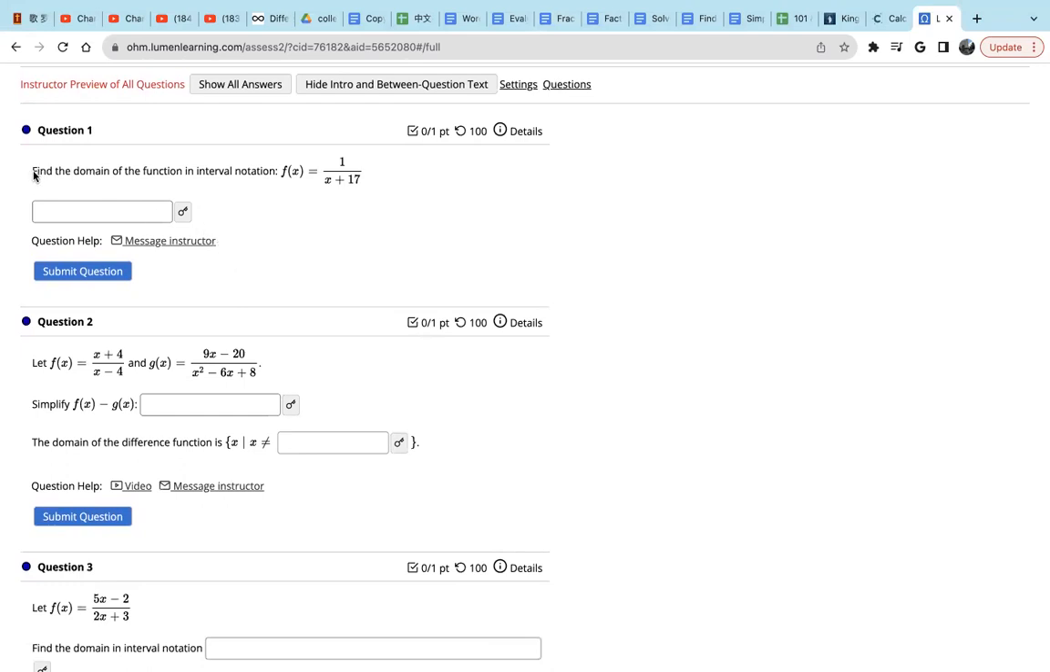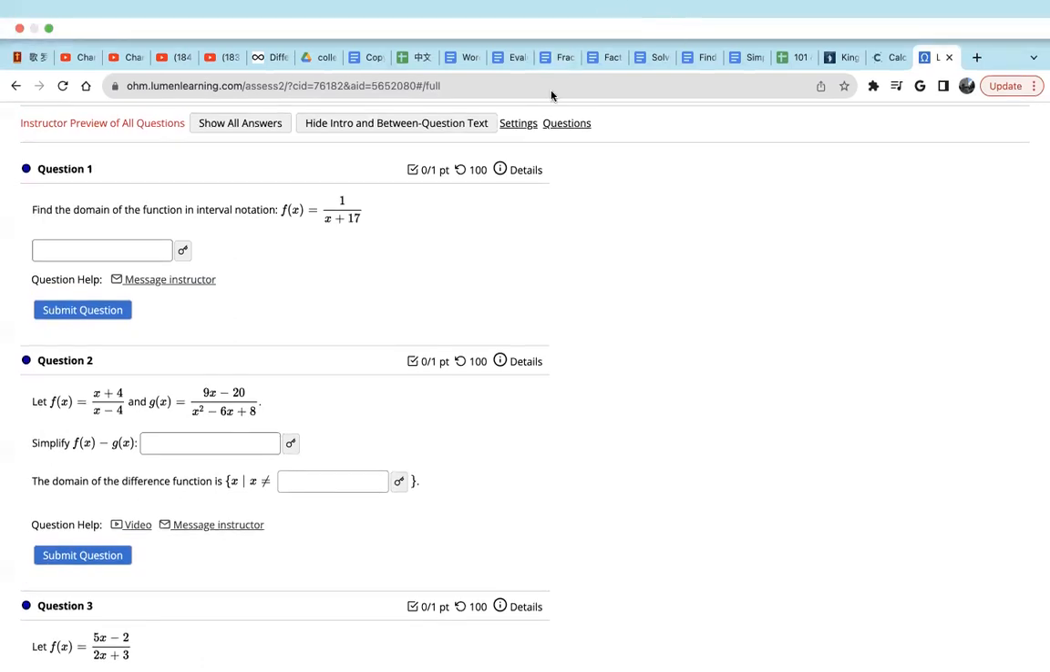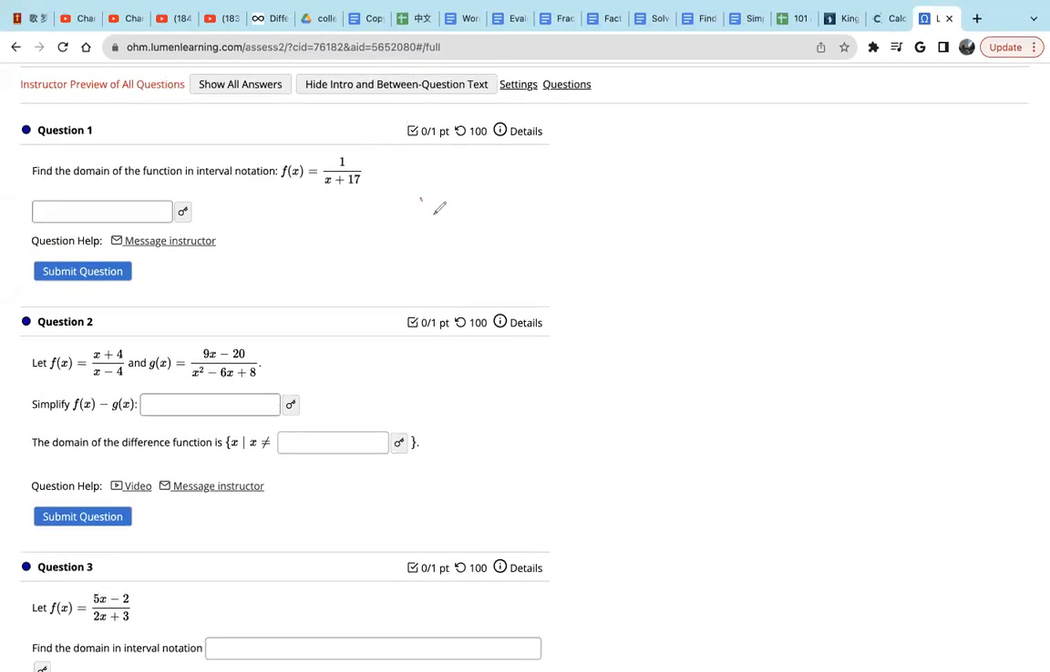The first one is saying find the domain of the function in interval notation. So how do we find the domain of this rational function? We see the denominator cannot be 0. We write down x plus 17 cannot be 0, not equal to 0, which means x not equal to negative 17. But we want to write in interval notation. So write as this.